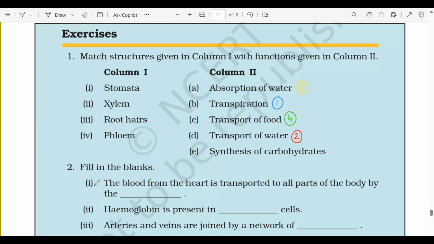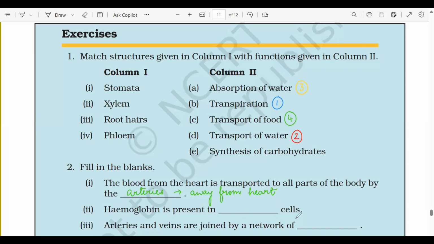Fill in the blanks. Question number 1. The blood from the heart is transported to all parts of the body by the dash. So it is by the arteries. The blood which is pumped by the heart is transported. ये जो oxygen rich blood होता है ये हमारे पूरे body में supply होता है by the help of arteries. Remember, arteries are going to carry the blood away from the heart. They always carry the blood away from the heart.